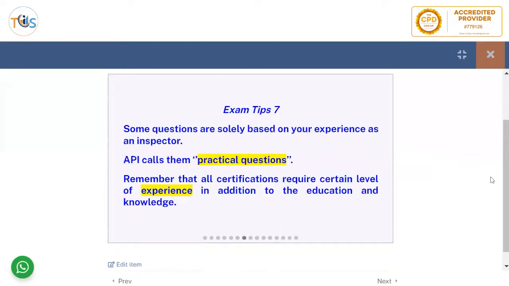Some questions are solely based on your experience as an inspector. API calls them practical questions. Remember that all certifications require a certain level of experience in addition to the education and knowledge.